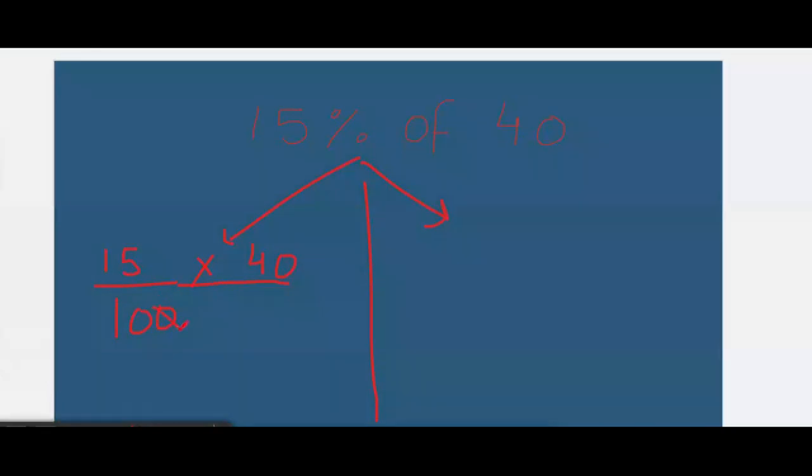We can cut one zero from the denominator and one zero from the numerator. Now what is left over? 15 times 4, which is equal to 60, and divide by 10. Now we can simplify more. We can cut one zero from denominator and one zero from numerator. So our answer will be 6.